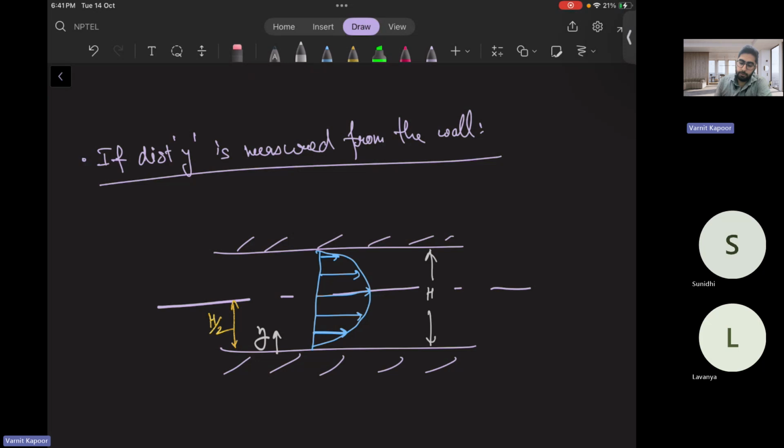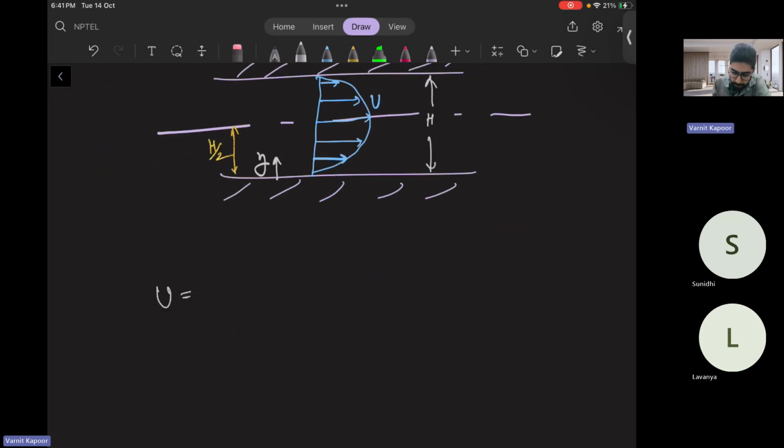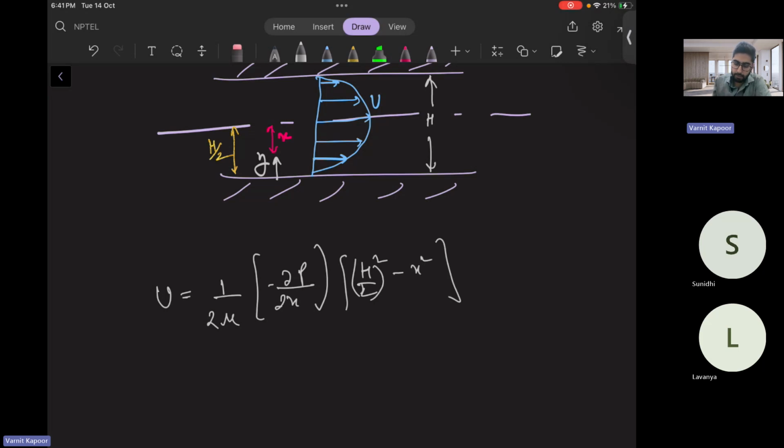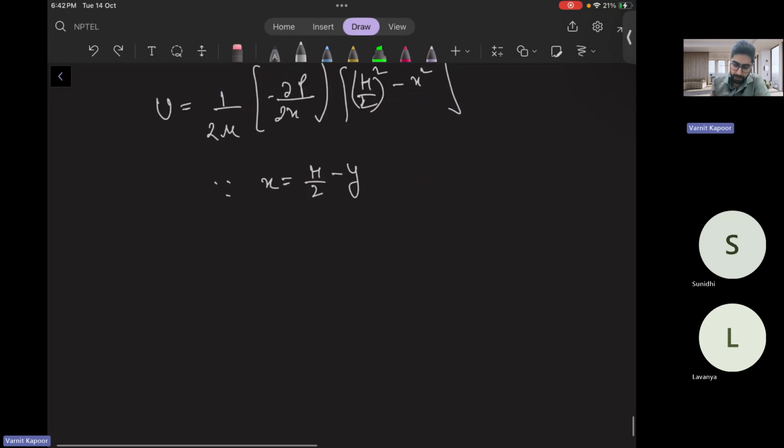Okay, velocity profile distribution is u. So now, as we know, u is nothing but, if this is y, so this, let us suppose, must be x. So u from the center, we assume that it is x. So it will be 1 by 2 mu, and we know the relation is dou p by dou x into h by 2 whole square minus x square this time. Since we know that x is nothing but h by 2 minus y from this, x is h by 2 minus y. So put that x above.